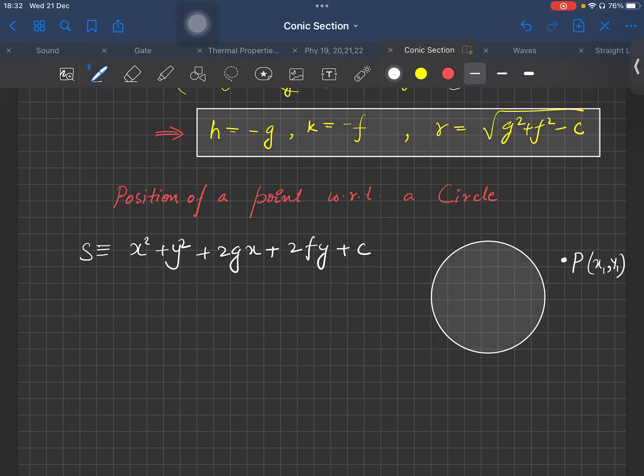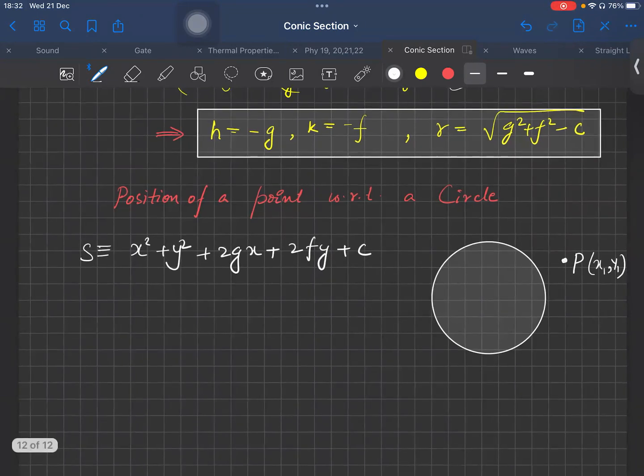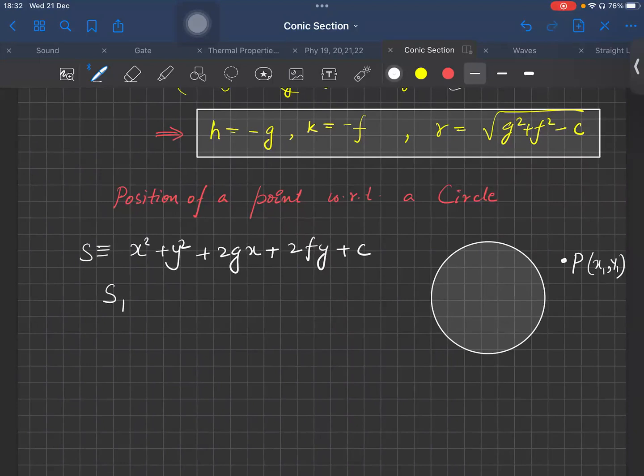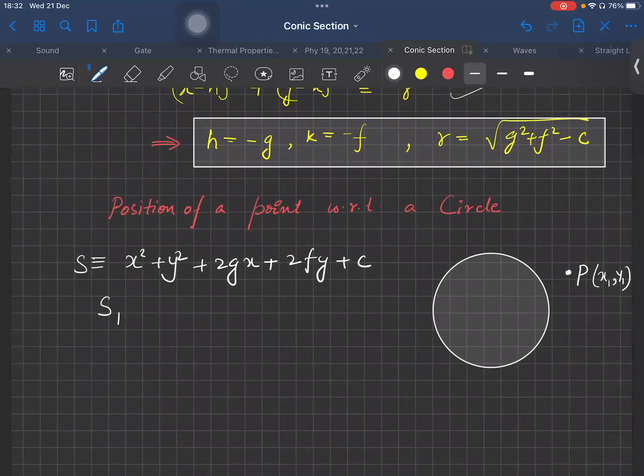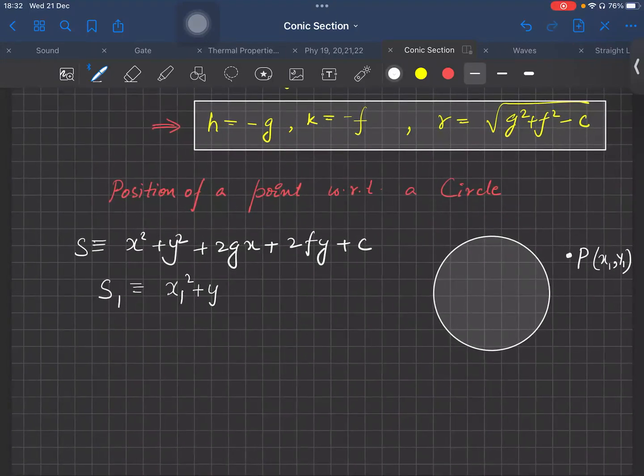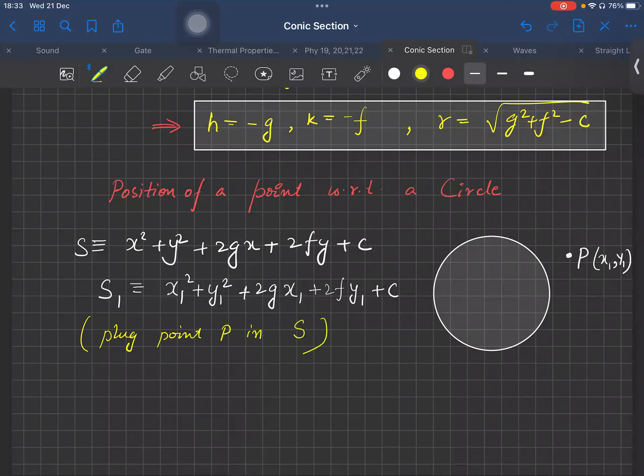All right, now if you find this point P and substitute it in S, you get S1, because you are substituting the point P (x1, y1). So S1 will be equivalent to x1 square plus y1 square plus 2g x1 plus 2f y1 plus c, right? What we have done is plugged the point P into S, the equation of the circle, to get S1.